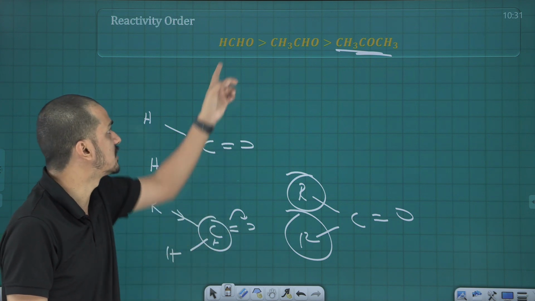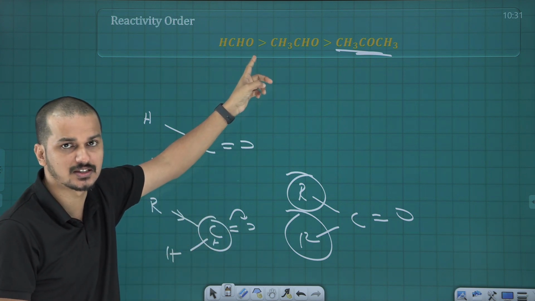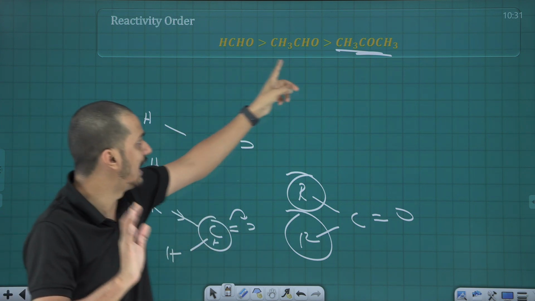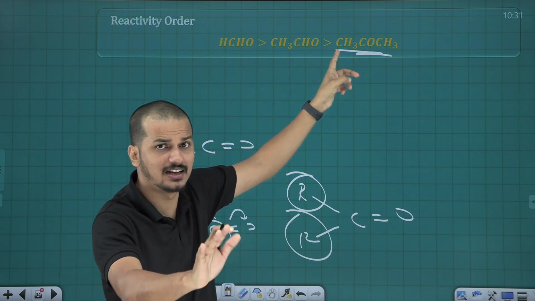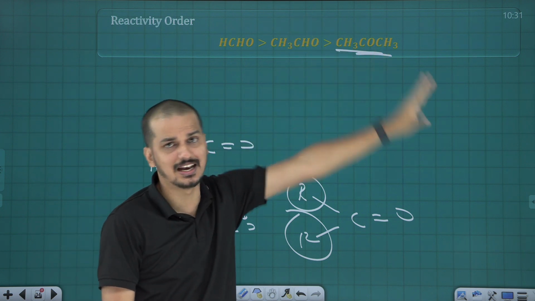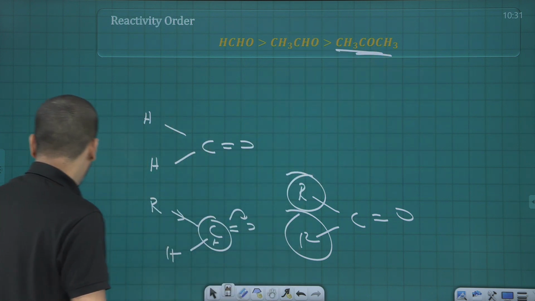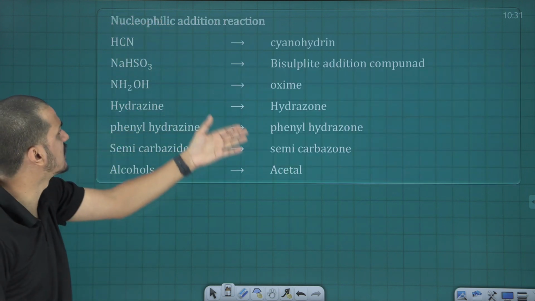That's also another problem. So that's why formaldehyde is more reactive towards nucleophilic addition reactions than ethanal, than any other aldehyde, than ketones. Ketones are much less reactive. Okay, then again, the different types of nucleophilic addition reactions you learned.